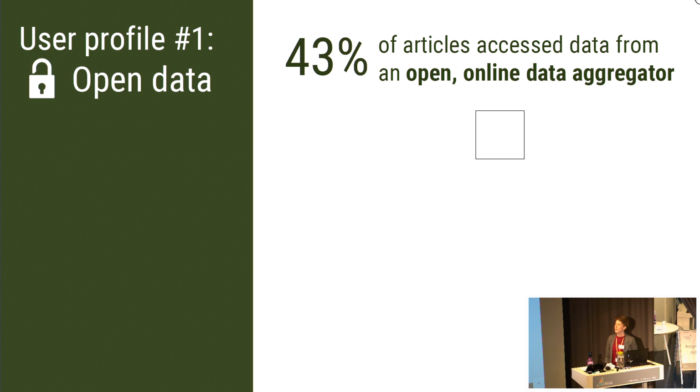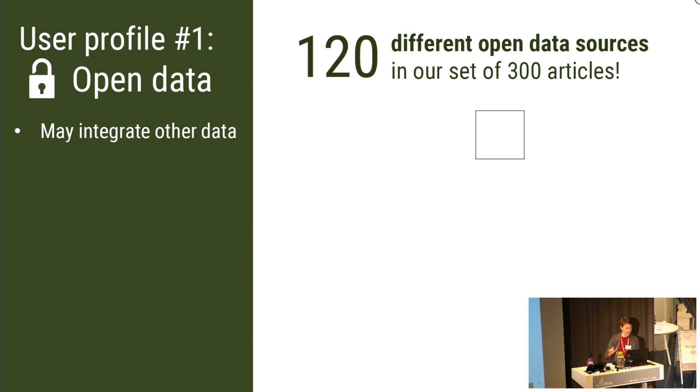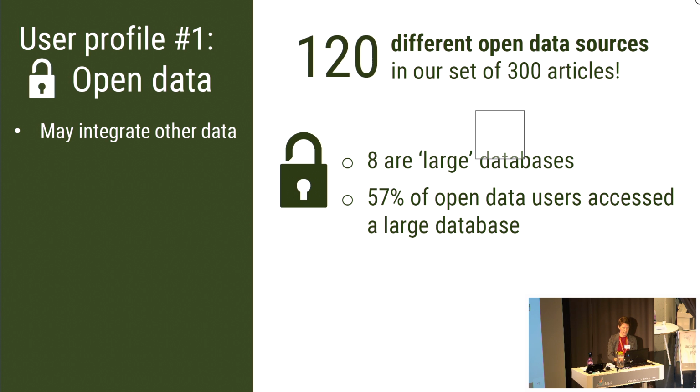Looking first at users who collected data from an open online platform, that's 43% of all the papers we looked at, we see that just over half combine their open data with data from other sources. I'll have a little ticker going here, compiling the information that we're picking up. That's the first piece of information. We were surprised next to see the great variety of different open data sources that these open data users accessed. In the about 130 articles we reviewed that used some open data, they accessed it from 120 different sources, so very diverse.